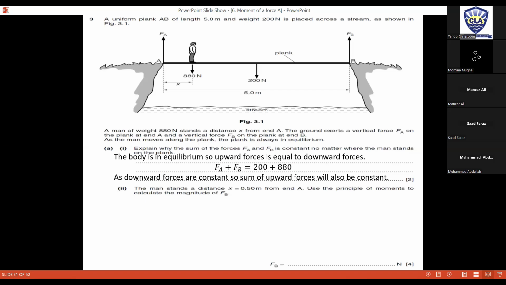Now they have told us that the person is at a distance of 0.5 meter. This distance is 0.5 meter. So find the value of FB. I take the pivot at A. 880 clockwise, 200 clockwise, and then FB will be anti-clockwise. And from there, I can find out the value of FB, which comes out to be 188.